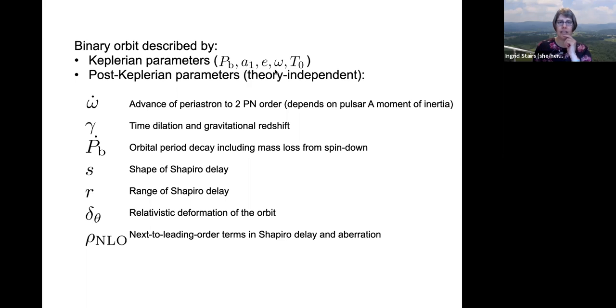For the relativistic systems, you can measure what we call the post-Keplerian parameters. And we measure them in a way that does not assume any particular theory of gravity is correct. This is a formalism due to Damour and Deruelle from 1985, 1986.